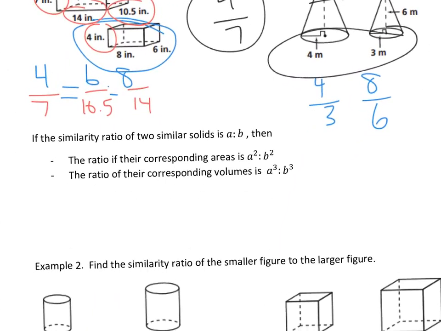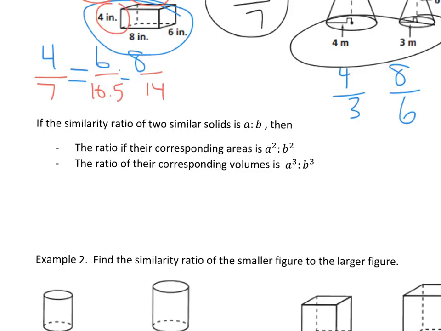So remember back in chapter 10 that if you had a similarity ratio of A to B, then the area ratio is A squared to B squared. Well, our volume ratio is going to be A cubed to B cubed.